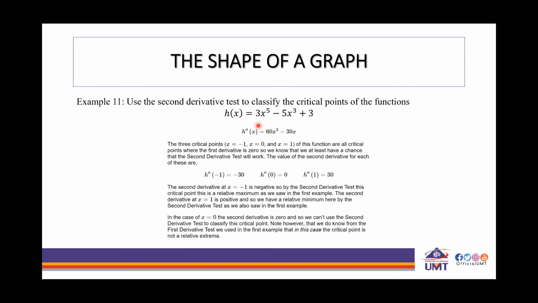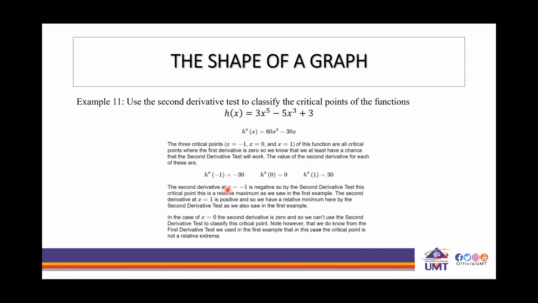Lepas you dah ni lah, carilah dia punya factorize dia. These are all critical points where the first derivative is 0. So we know that we at least have a chance that the second derivative test will work. The value of the second derivative for each of these is, bila dimasukkan h negative 1, dia akan dapat negative 30. H 0 is 0 and h 1 is 30.